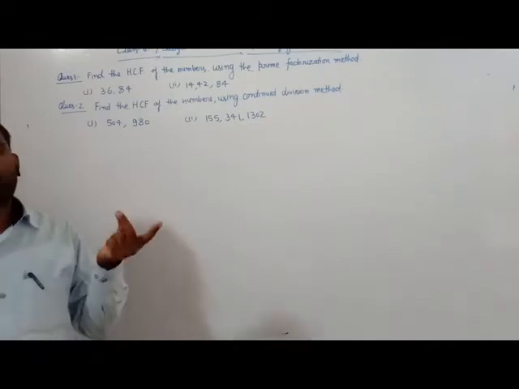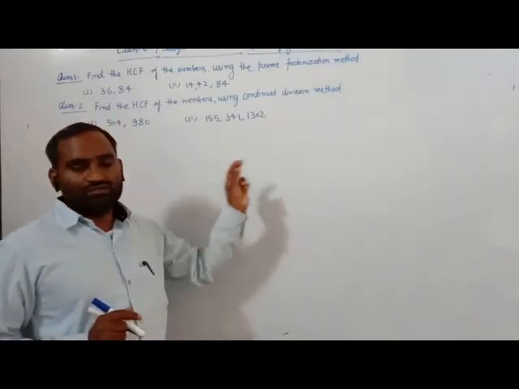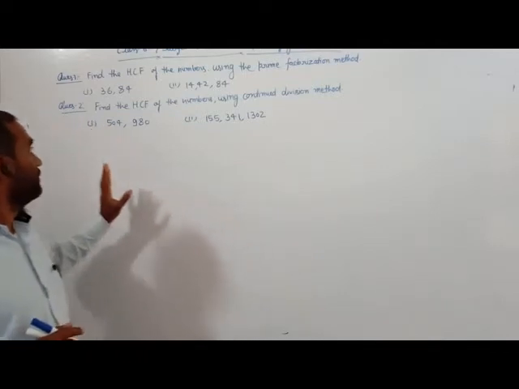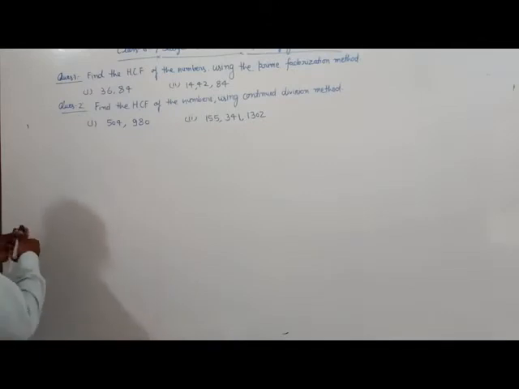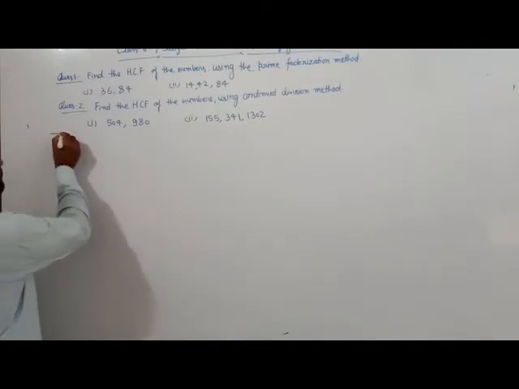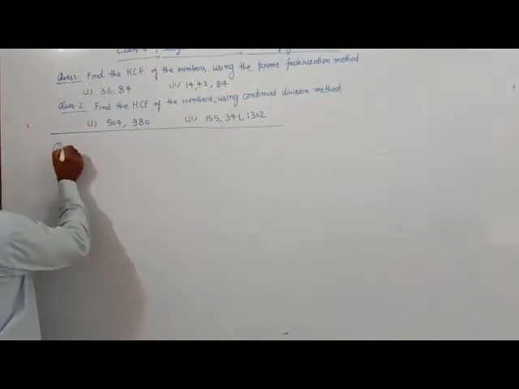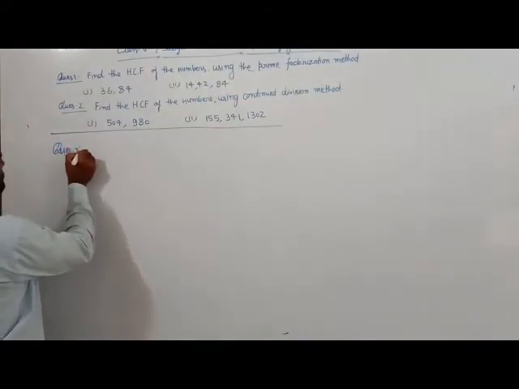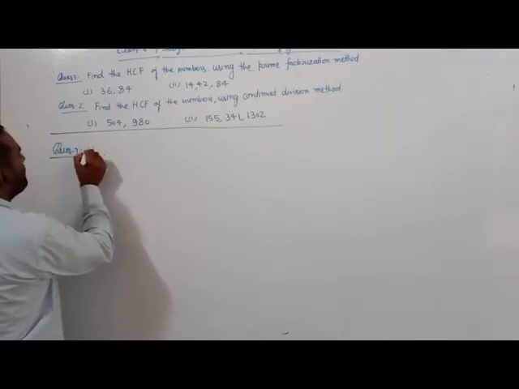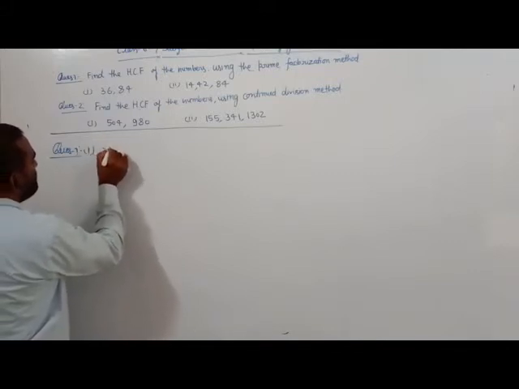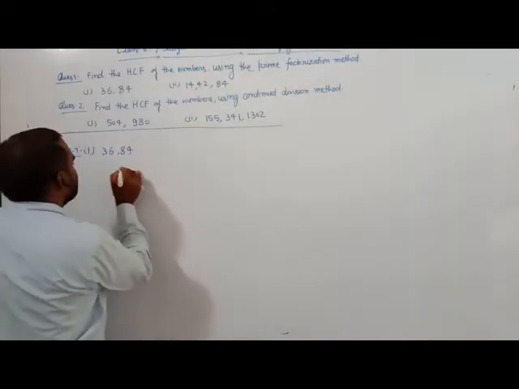The first is the prime factorization method. The second is the continued division method. So we start from question number one. Solution. First, part A: 36 and 84.